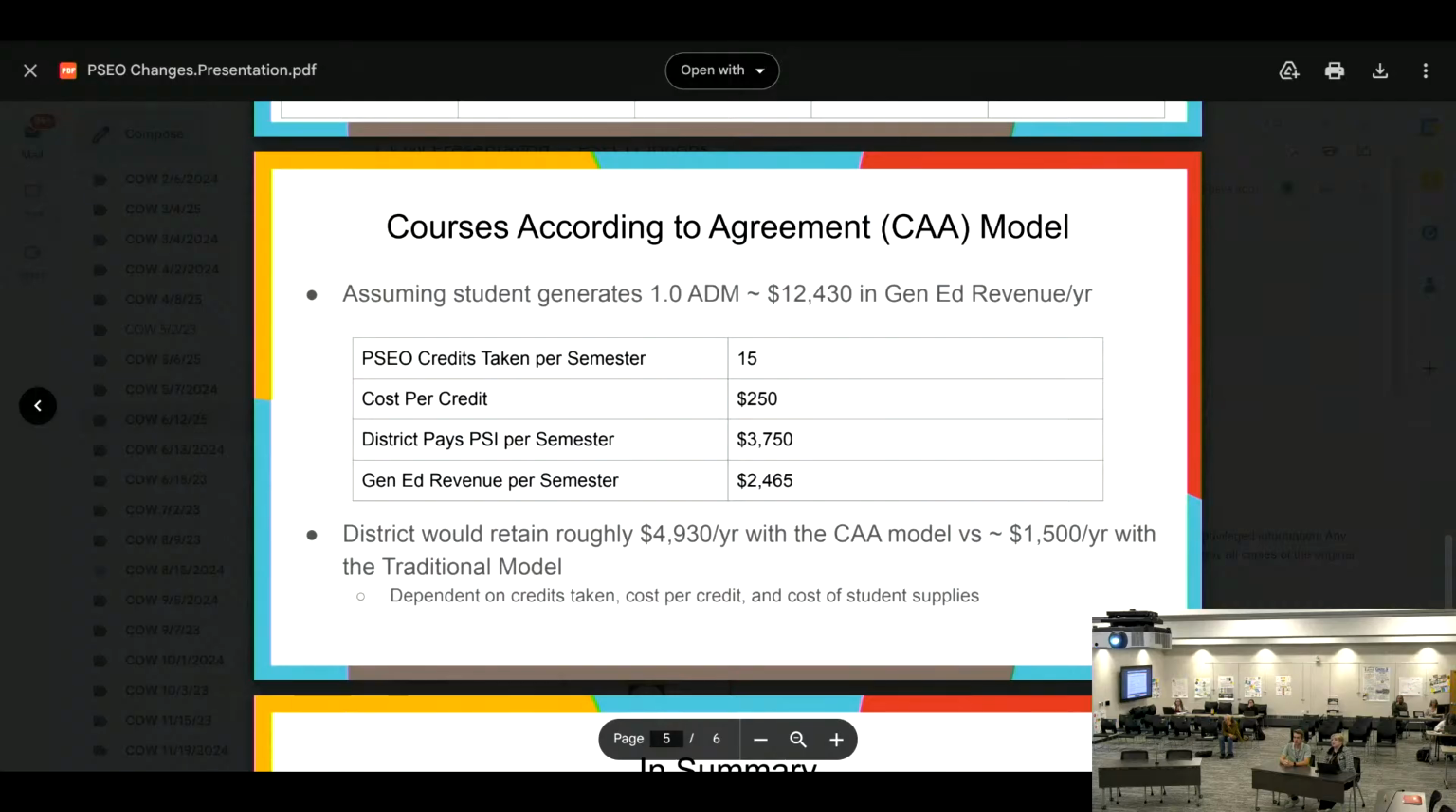If we go to the courses according to agreement, we're assuming a student generates a 1.0 ADM, which is $12,430 in gen ed revenue. If a student takes 15 PSEO credits, the cost per credit would be $250. The district pays the PSI $3,750 per semester, and the gen ed revenue per semester would be $2,465. So the district would retain roughly $4,930 with the CAA model versus $1,500 a year with the traditional model. It is dependent on credits taken, cost per credit, and cost of student supplies. I am familiar with this model from my former district. We would receive an invoice twice a year after the semester was over from the college, and we would pay the bill directly to the college instead of going through MDE.